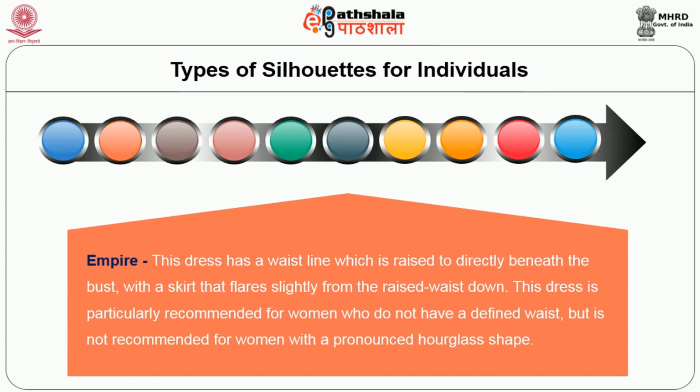Empire style of silhouette has a waistline which is raised to directly beneath the bust, with a skirt that flares slightly from the waist down. This dress is particularly recommended for women who do not have a definite waist, but is not recommended for women with a pronounced hourglass shape.